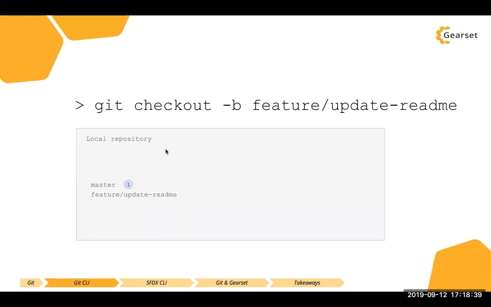So the next step is to create a feature branch. The diagram on the screen here again shows you that we've got a local repository. It now has a master branch with a single commit in it, but then we're also creating a new feature branch called feature/update readme.